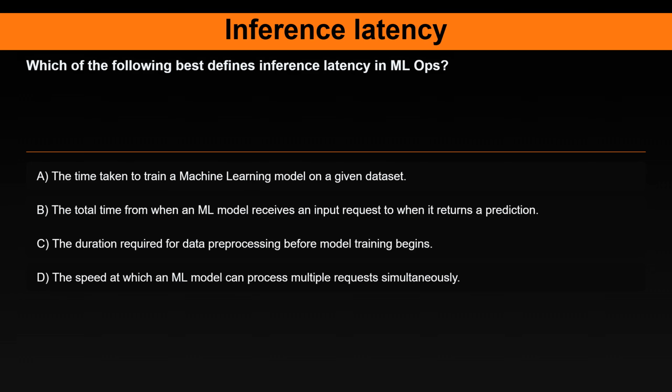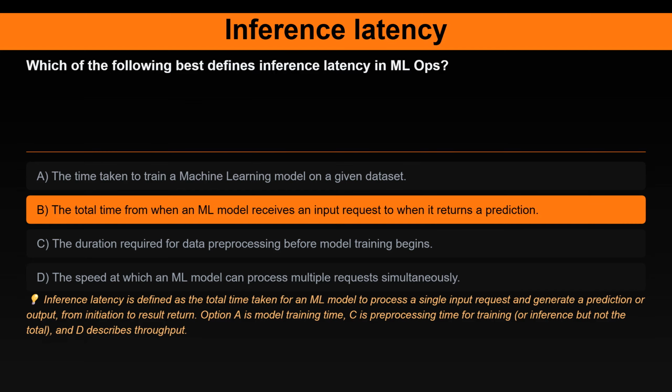Question 22. Which of the following best defines inference latency in MLOps? Option A, the time taken to train a machine learning model on a given dataset. Option B, the total time from when an ML model receives an input request to when it returns a prediction. Option C, the duration required for data pre-processing before model training begins. Option D, the speed at which an ML model can process multiple requests simultaneously.